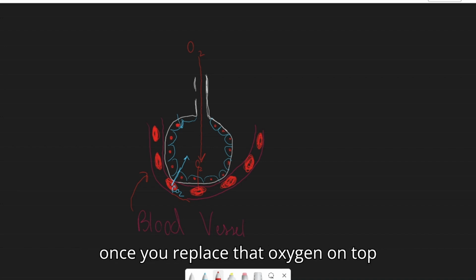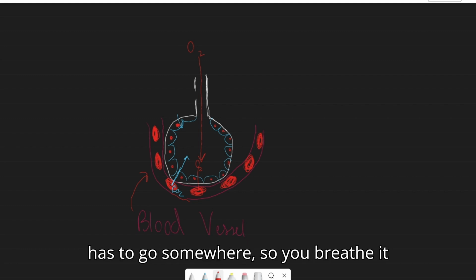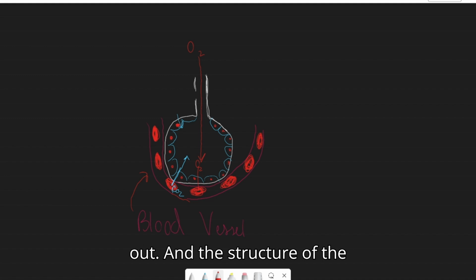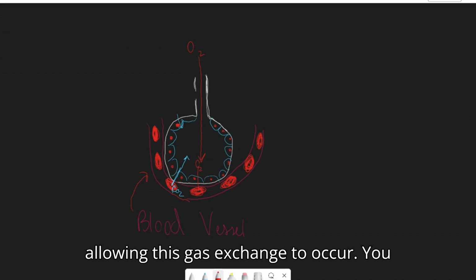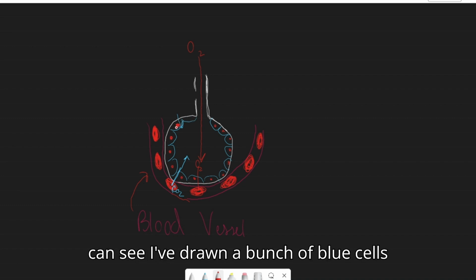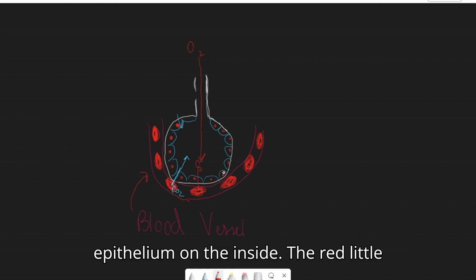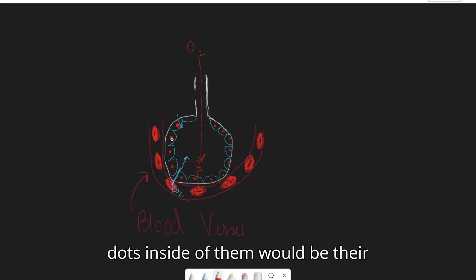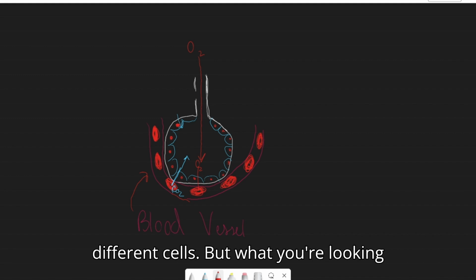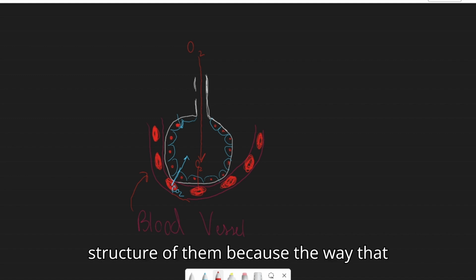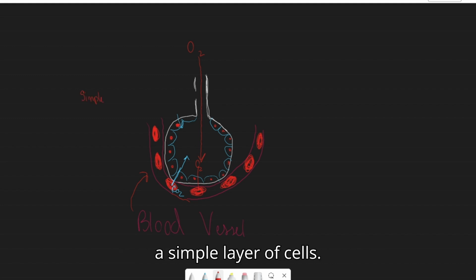Once you replace that oxygen on the red blood cell, the CO2 has to go somewhere, so you breathe it out. The structure of the alveoli sac is what allows this gas exchange to occur. You can see I've drawn a bunch of blue cells here, which would be a simple squamous epithelium. The red little dots inside of them are their nuclei, so you can see that it's multiple different cells. But you have to pay attention to the structure, because the way that they line the alveoli sac, they are a simple layer of cells.